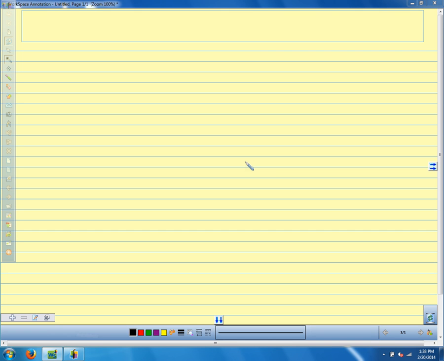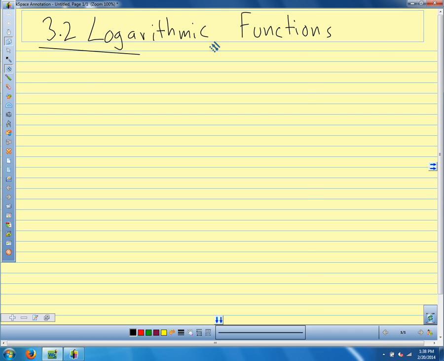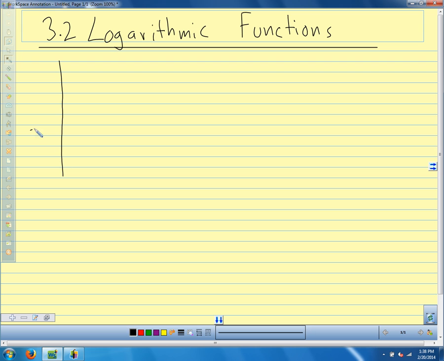All right, so we're in section 3.2, talking about logarithmic functions. We talked about exponential functions the other day, and I'm just going to sketch a generic exponential function graph. Looks something like this.